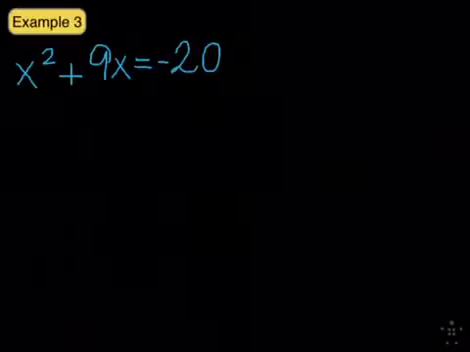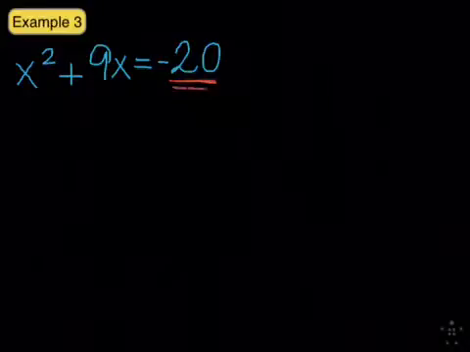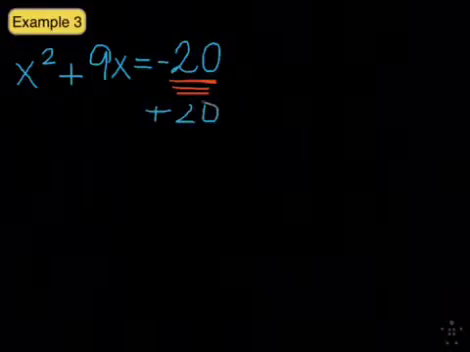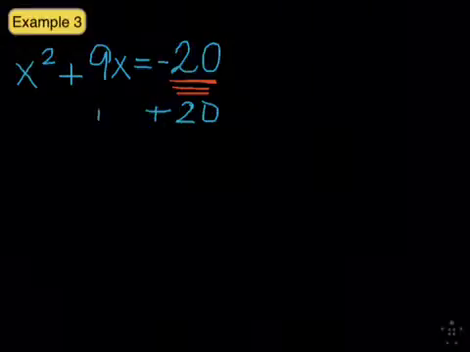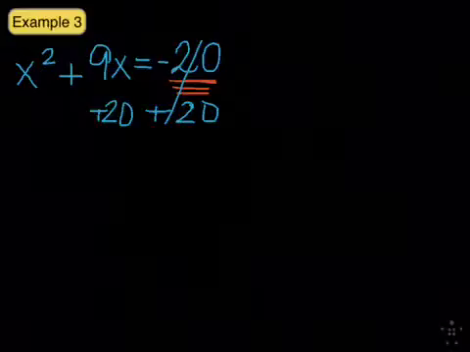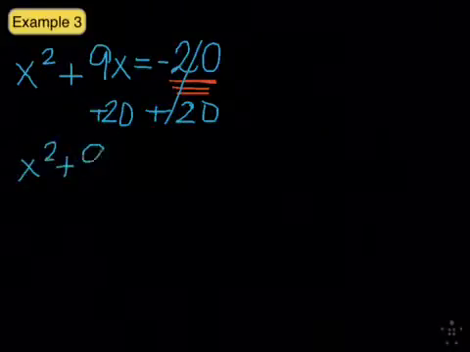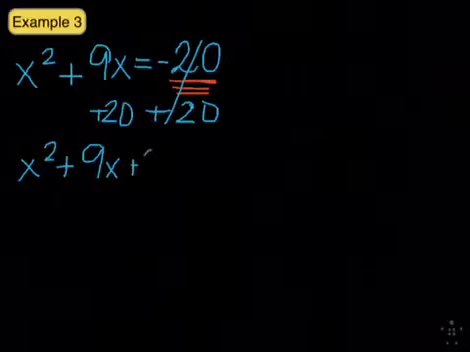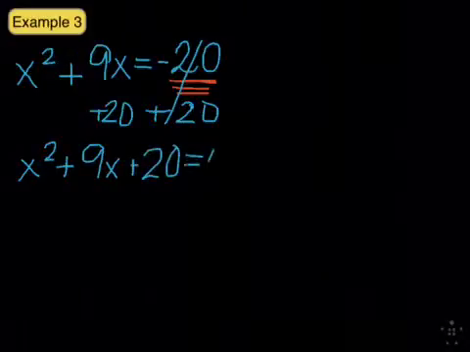Okay, here's another example. Oh, look, this time it doesn't equal 0. So we have to make it equal 0 by moving that 20 to the other side of the equal sign. So we're going to add 20 on both sides. And remember, no like terms right now, so we're just going to have x squared plus 9x plus 20 equals 0. Okay?